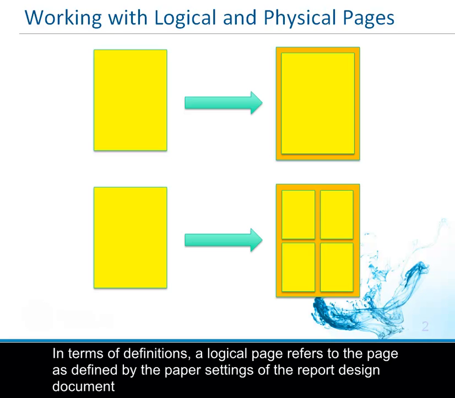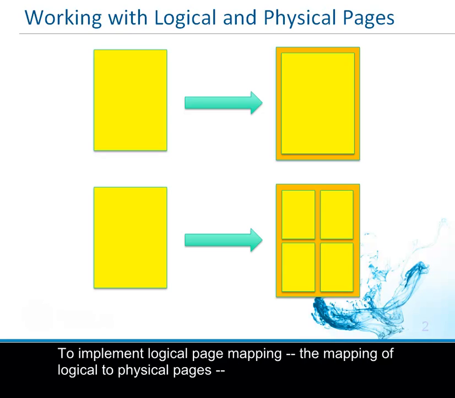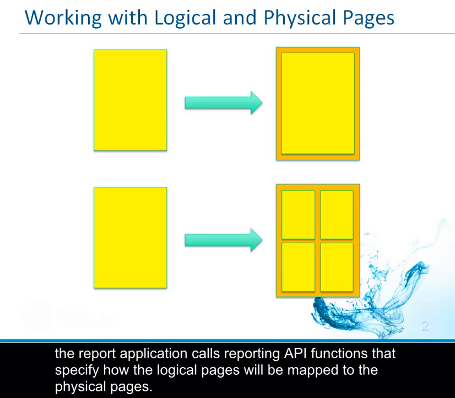In terms of definitions, a logical page refers to the page that's defined by the paper settings of the report design document or by API calls within the report application itself. To implement logical page mapping, the mapping of logical to physical pages, the report application calls reporting API functions that specify how the logical pages will be mapped to the physical pages.